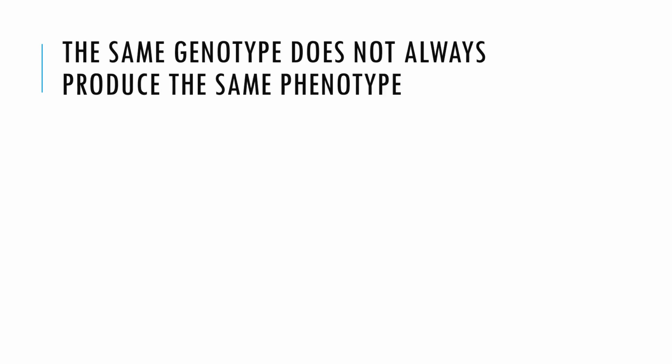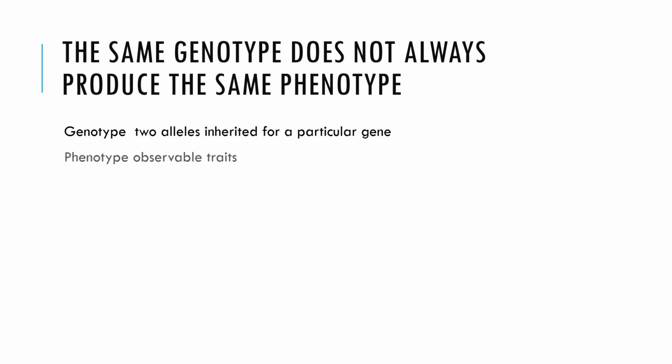The same genotype does not always produce the same phenotype. What do we mean by genotype and phenotype? Genotype refers to the two alleles inherited for a particular gene, and phenotype refers to the observable traits. In our discussion of gene interactions so far, we have looked at examples in which a genotype reliably fashions a particular phenotype, but this is not always what happens.